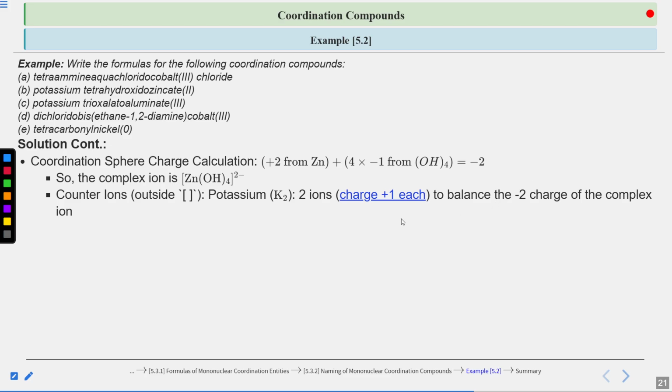carrying the charge -2. So the coordination number, if you calculate, is going to be the sum of ligands. So 4 hydroxyl ligands are arranged around the central atom zinc, so it is going to be 4. Okay. So the formula will be Zn(OH)4 in square brackets, and K2 is present as the cation. So K2[Zn(OH)4].